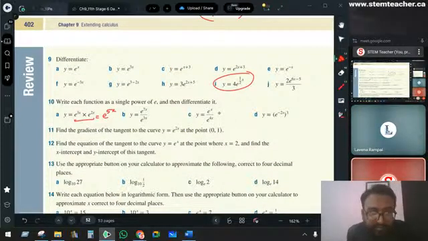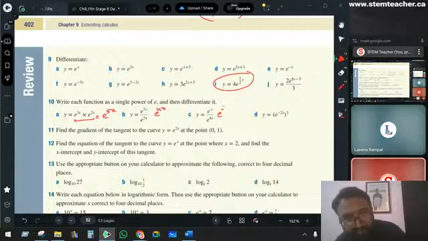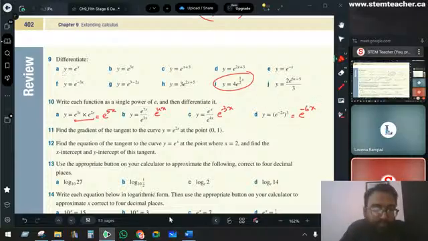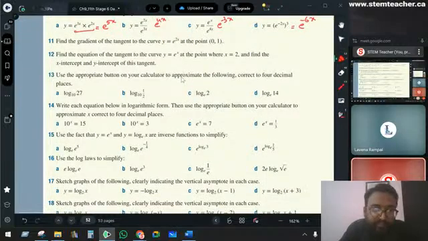And this is e power 4x: 4 into e power 4x. It is e power minus 3x: minus 3 into e power minus 3x. It is e power 6x: 6 into e power 6x. Okay. Gradient, tangent, everything is practiced well.